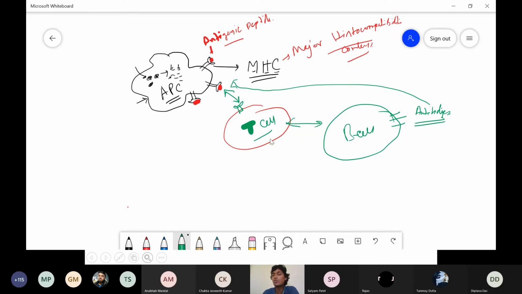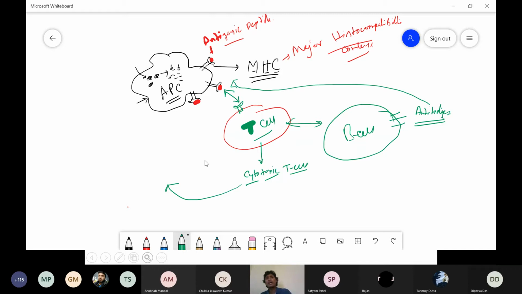And the T cell has two functions. Either it will teach our B cell how to make antibody, or what kind of antibody to make, or the T cell will be reactive. This is called cytotoxic T cell. Cytotoxic means, cyto means cell, toxic means toxic, you understand. So this T cell will directly kill the infected cell. So either it will teach the B cell to make antibody, or it will directly kill the infected cell. So both ways they will clear the infection.